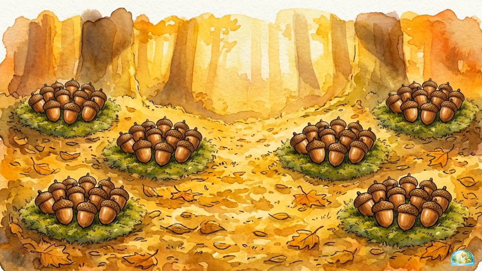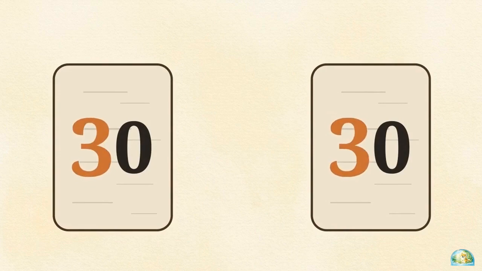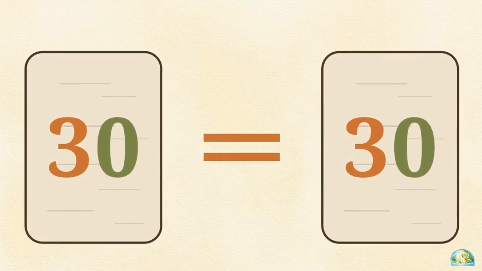Imagine 2 separate harvests that both have exactly 3 caches of 10 and 0 loose acorns scattered around them. In this final diagram, an equal sign sits centered between the identical values. When the 10s place and the 1s place tie perfectly, we deploy this final contingency to show that the 2 quantities represent absolute equality. 30 equals 30.